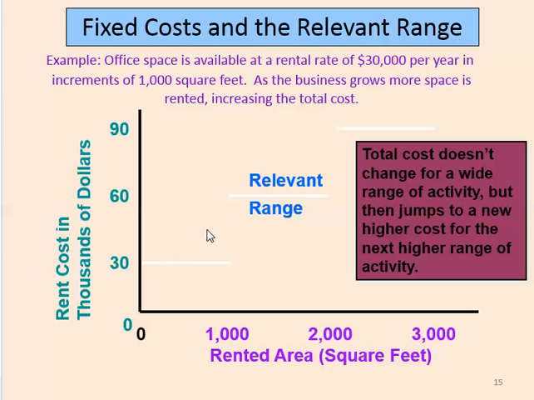And same thing again for fixed costs. If we know we're going to operate within this particular range, the line is going to be flat. For example, office space is available at a rental rate of $30,000 per year in increments of 1,000 square feet. As the business grows, more space is rented, and then again we would have the cost increasing.